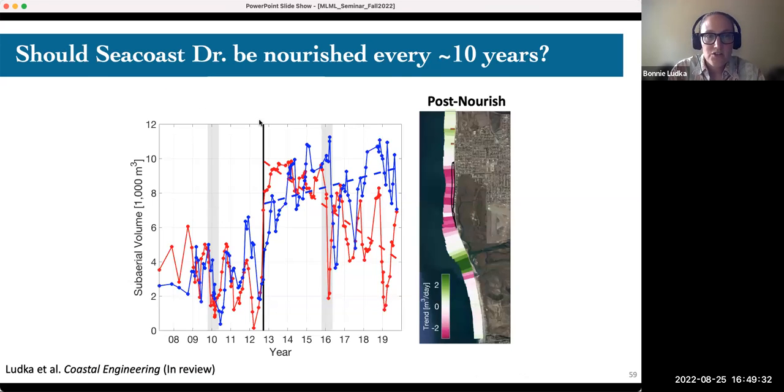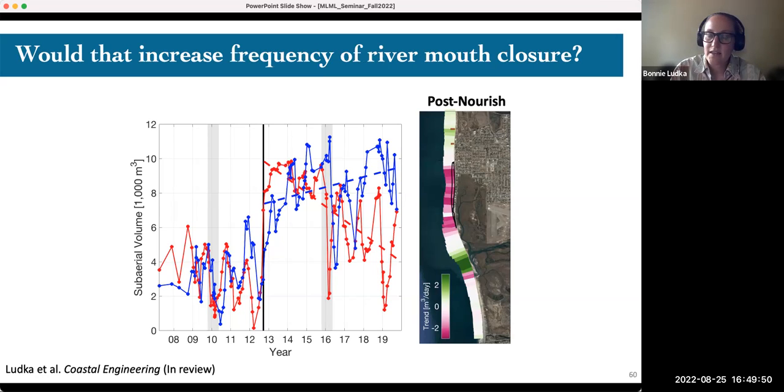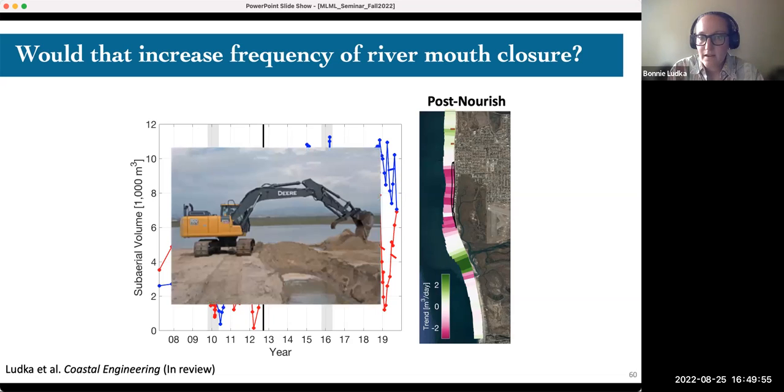We are also wondering, should Seacoast Drive be nourished every 10 years if you want to protect those homes? We can see in our volume time series in front of Seacoast Drive, the sand levels are almost as low as they were pre-nourishment now. And if you did that, would that mean that your river mouth would close more frequently? And of course, the evolution of the nourishment depends on grain size and the waves and all that. But these are just many different factors that need to be considered in coastal management of this area.